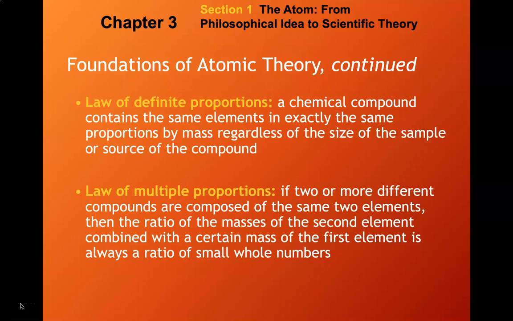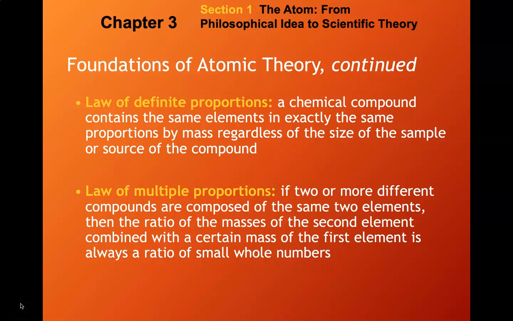So from that, we can talk about the other two laws that are in this chapter. The first one is the law of definite proportions, which says that a chemical compound is always going to have the same elements in exactly the same proportions by mass, regardless of the size of the sample or source of the compound. What this means is carbon dioxide will always be carbon dioxide. So CO2 will always be written CO2, no matter what chemical equation it might be in.